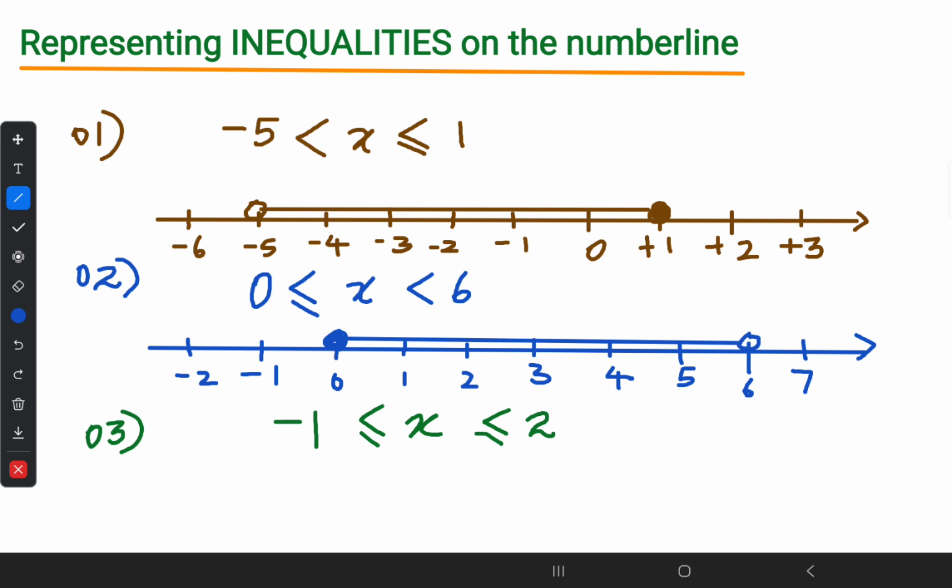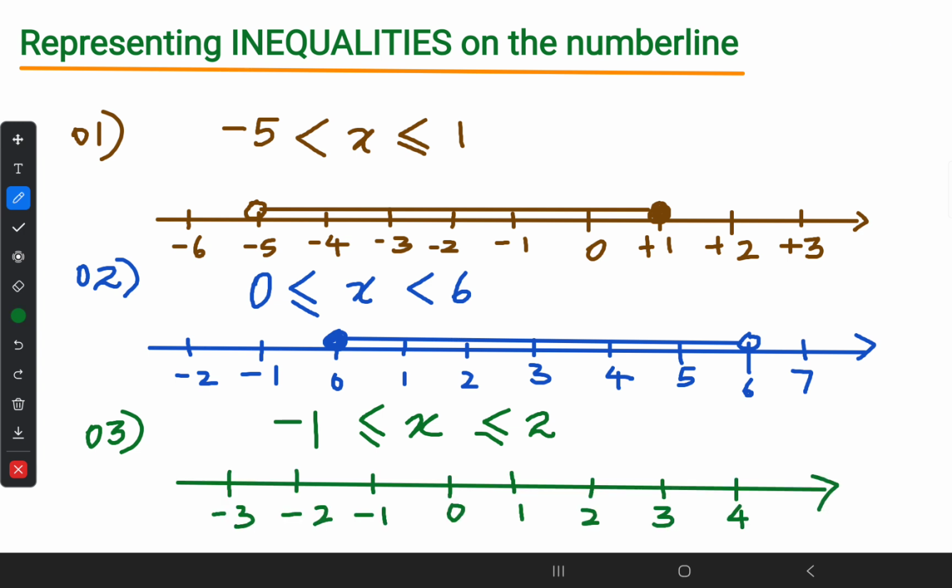In the last case, we have -1. Both inequalities have equal marks. Over -1, draw a circle. The inequality has an equal mark, no? Just color it. And here we have another value, 2. Over that also you should color, as the inequality has an equal mark. And thereafter, just connect these points.